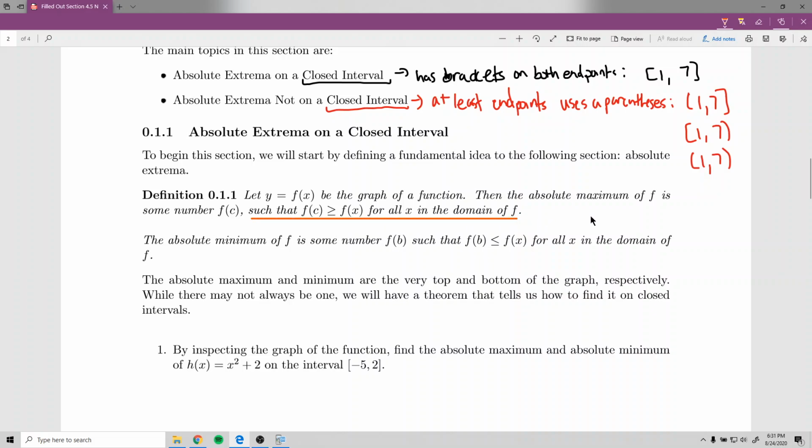Because that's an awful lot of heavy math. Well, the f of x, the f of c are the y value outputs of the function. So really it's telling you that the absolute maximum is the largest y value the function spits out.